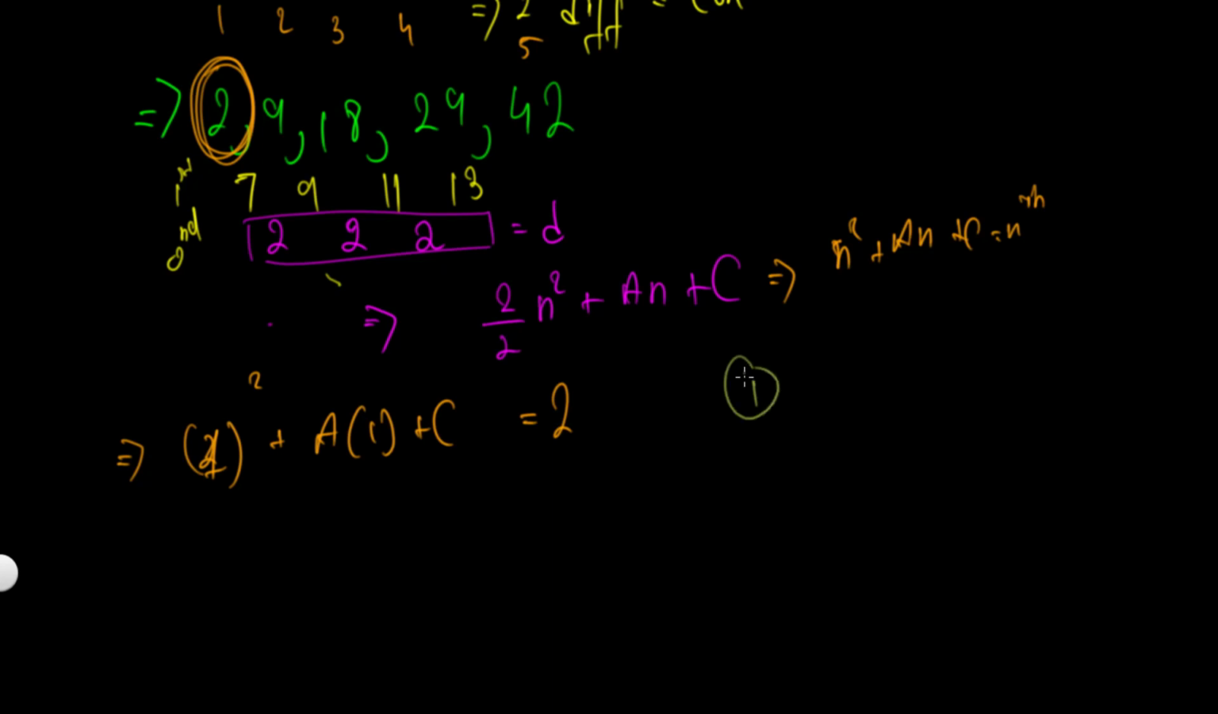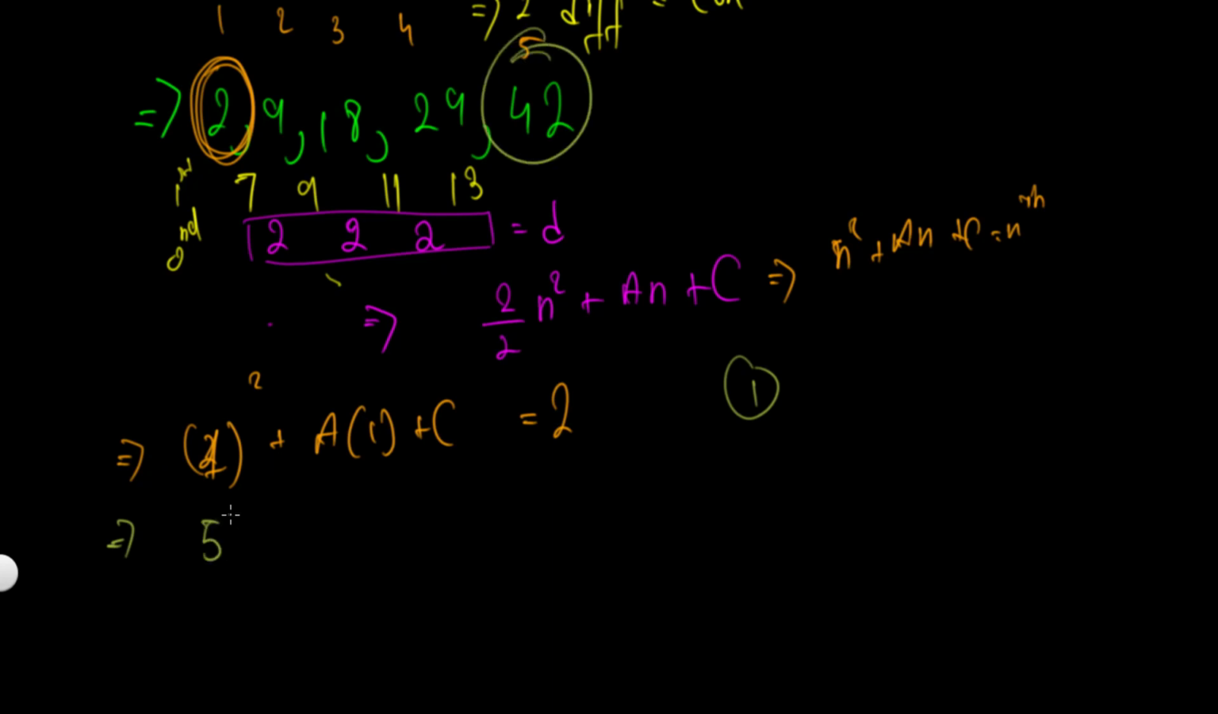Either you can do it with the first term and second term, third term, third and fourth, third and second. It doesn't really matter. As long as there are two equations and two variables, you will get the exact same answer. The second equation we can set up using the fifth term, let's say.